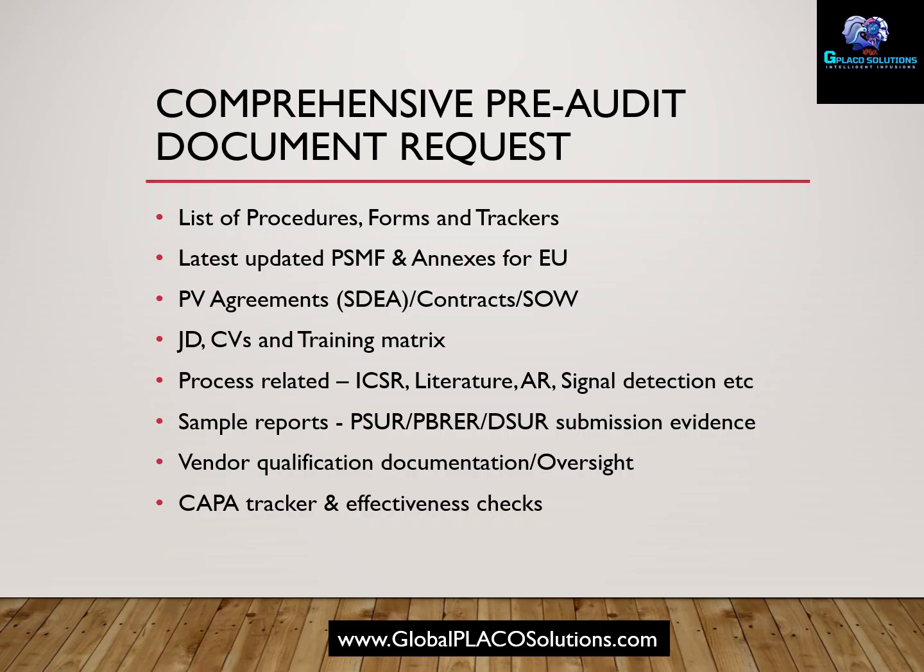This is a very short list. The list will be exhaustive, with at least 25 to 30 documents, with a detailed request of what is required before the review, so that the auditor reviews these documents before the audit, and then during the audit questions will be asked based on this documents review.